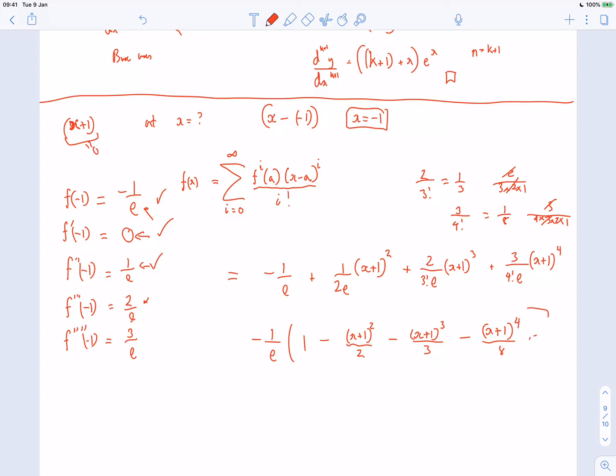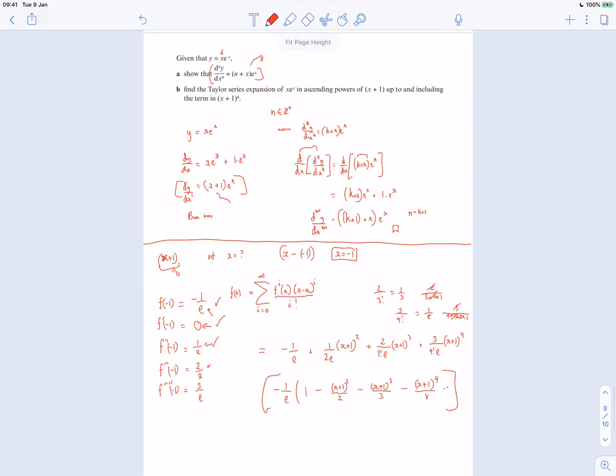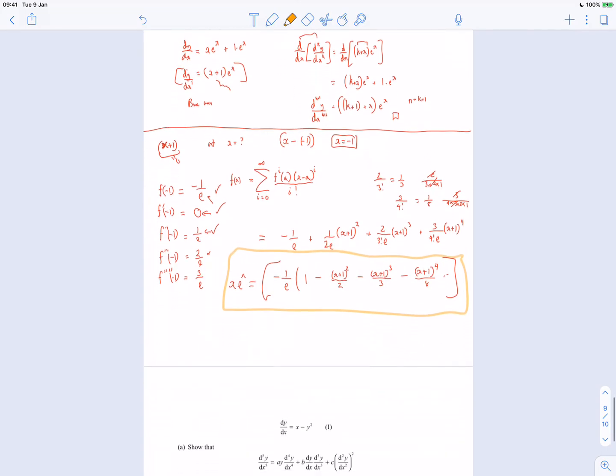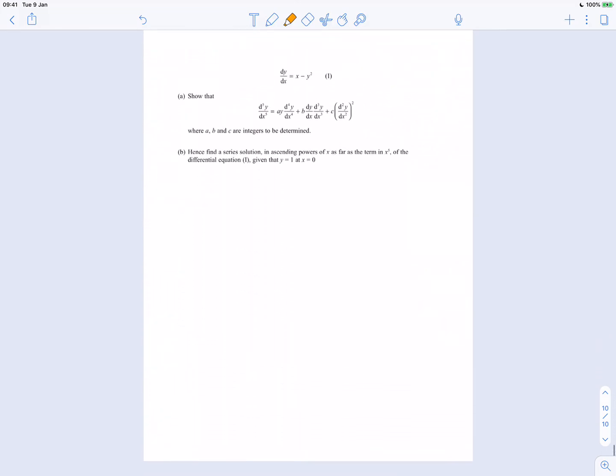Other terms, but yeah, I think that's all they wanted you to do. So find the Taylor series expansion for x e to the x in ascending powers of x plus 1 up to and including the term x plus 1 to the 4, which I've done, and this is a good approximation using the Taylor series of x e to the x. So that'll be my final answer for D. I don't think I've made any numerical mistakes. Nope, cool. Right, last one.